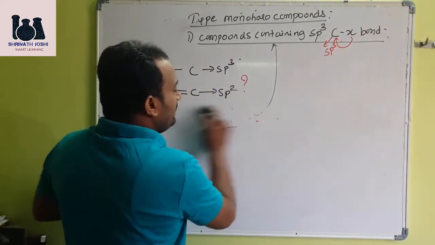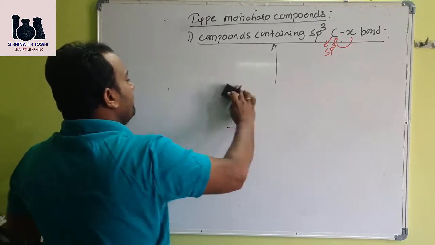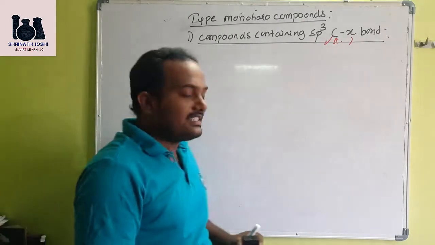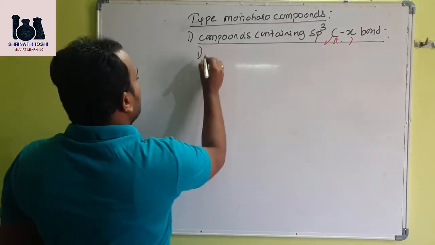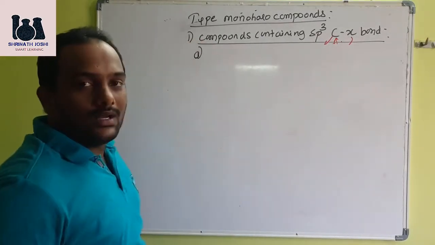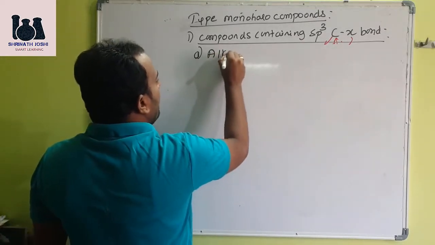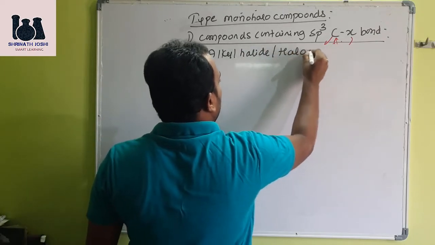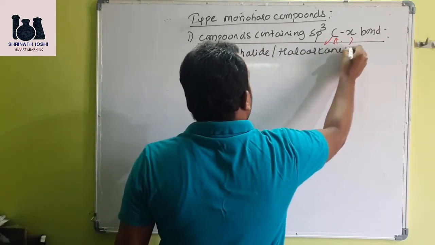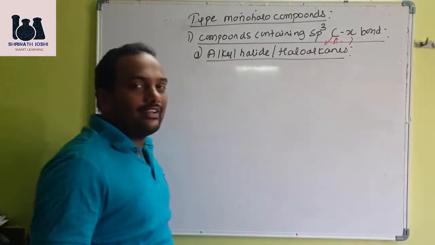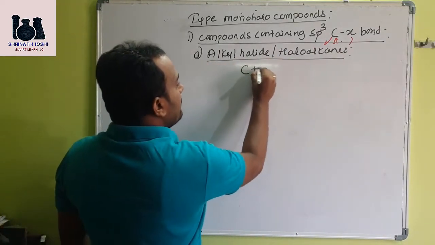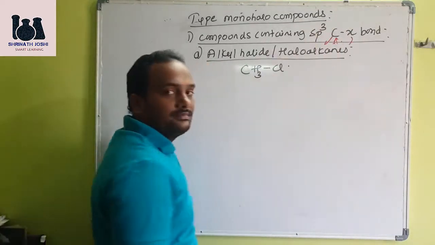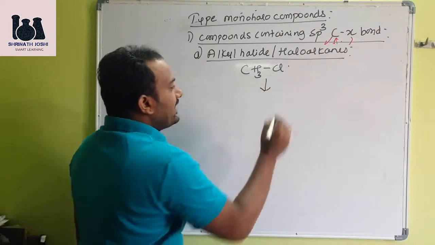Let us begin. How many classifications are there? Let us verify. Compounds containing sp3 C-X bond are further classified into three types. One among them, A, I will write, is alkyl halide. In general, this is also called haloalkanes. What are alkyl halides or haloalkanes? I will write one example over here. Let us consider the compound CH3Cl. It is in the form of R-X. Now, for your understanding, I will write it as an elaborated structure.